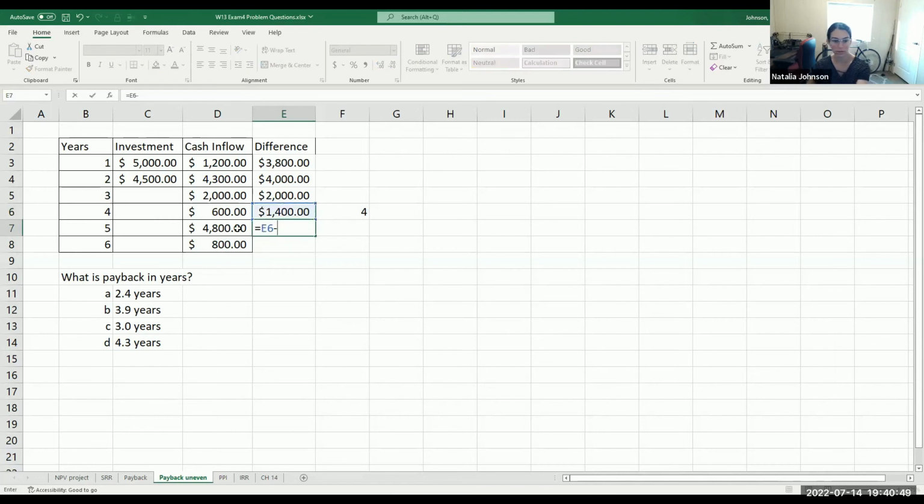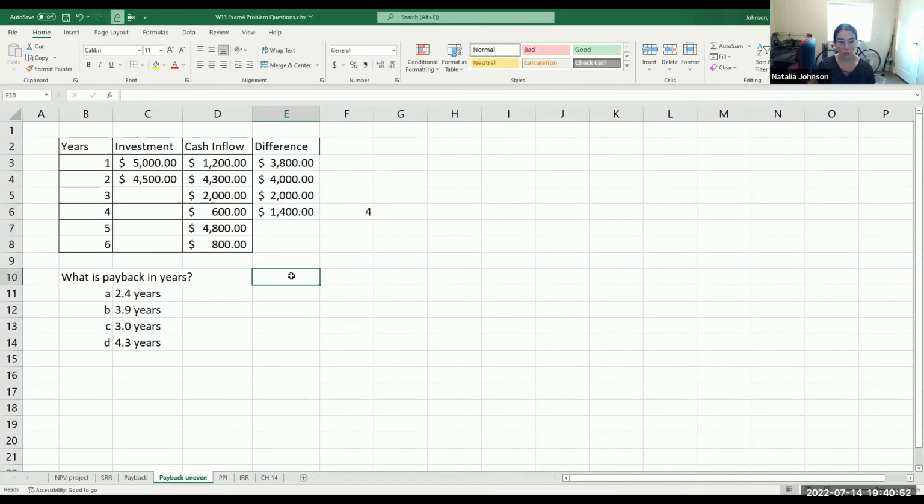And if we do it, obviously it's going to give a negative number. So what we do here is you divide the difference of the year before by the cash flow of the next year. So 0.29. And now you just have to add these two together. So in 4.29 years, you're going to get the whole investment back. Does it make sense? Yep.